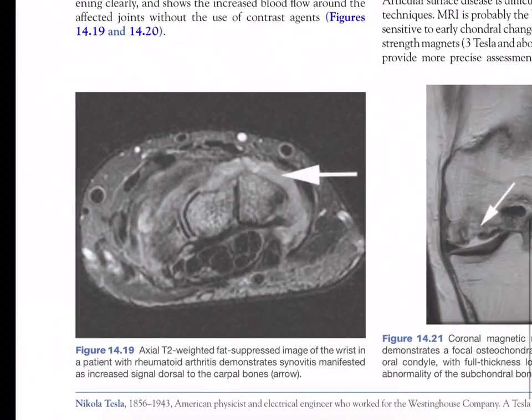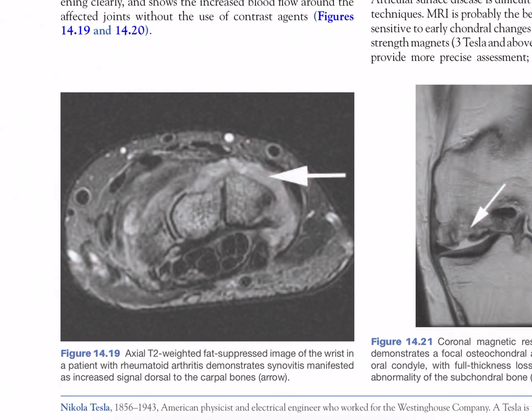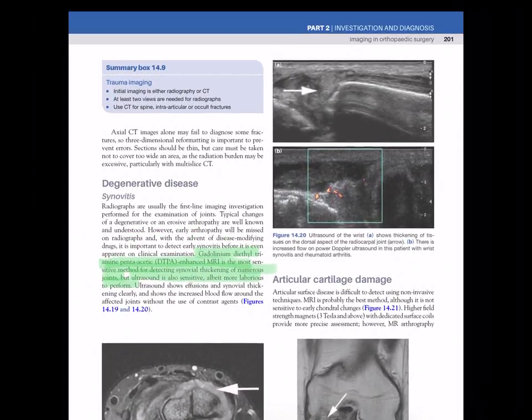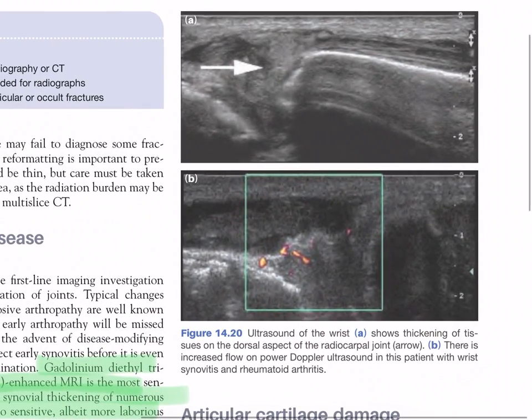In figure 14.19, an axial T2 weighted fat suppressed image of the wrist in a patient with rheumatoid arthritis demonstrates synovitis manifested as increased signal dorsal to the carpal bones. Ultrasound of the wrist: image A shows thickening of tissues on the dorsal aspect of the radiocarpal joint, and in B there is increased flow on power Doppler ultrasound in this patient with wrist synovitis and rheumatoid arthritis.